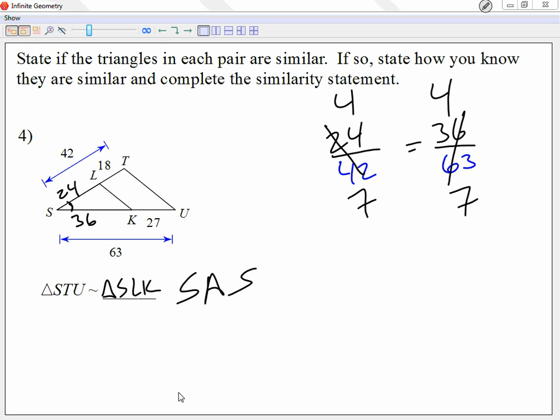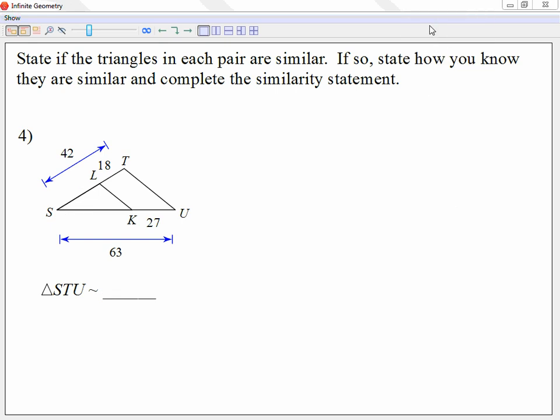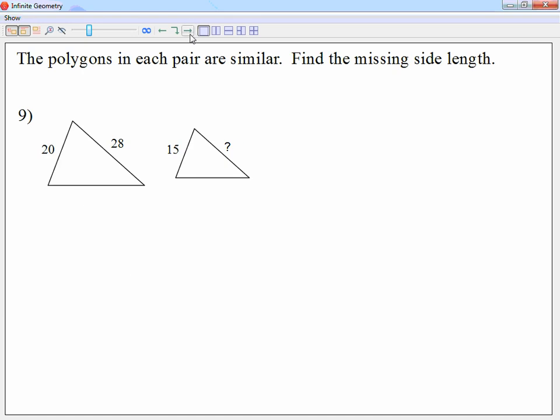Right, so we're good for the first 8. There are 2 of these on the test. Now let's take a look at question number 9. It says the polygons in each pair are similar. So I'm already telling you they are similar. Find the missing side length.